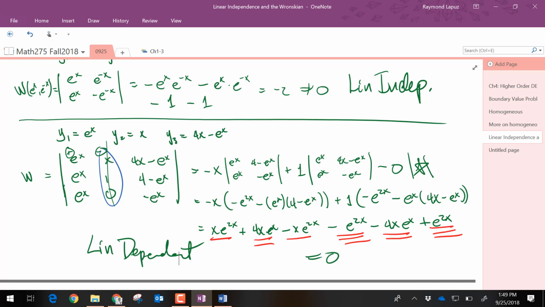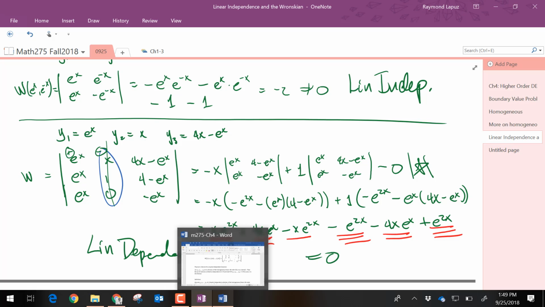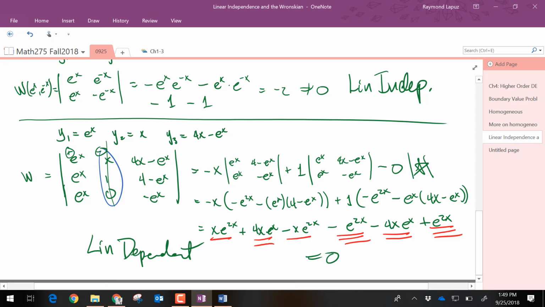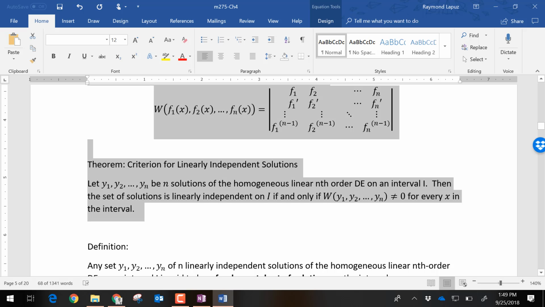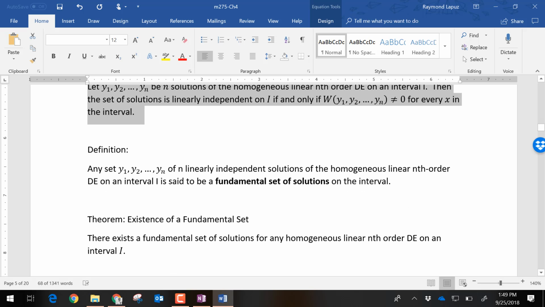So we'll get some problems to work on. A Wronskian is going to be our way to check if the functions are linearly independent. That's basically it. In general, we're going to be able to tell, so it's not going to be that big of a deal.